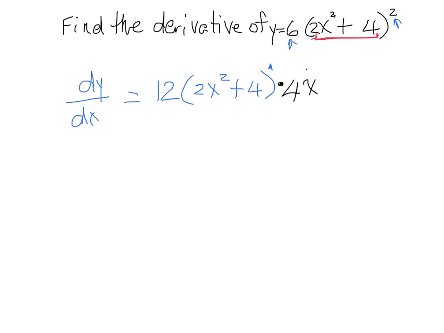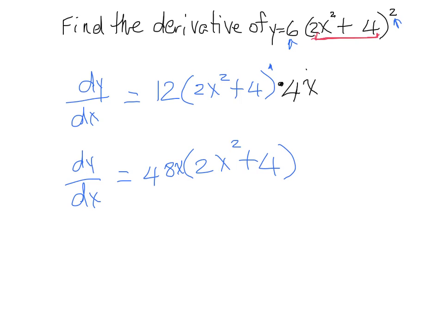So we have here dy over dx is equal to, using my commutative property here, I can multiply that 12 and that 4, and I get 48 times 2x squared plus 4. 48x. There we go. I just took these guys right here, moved them over here because they're more comfortable over there, and that's how I think through a question like this.